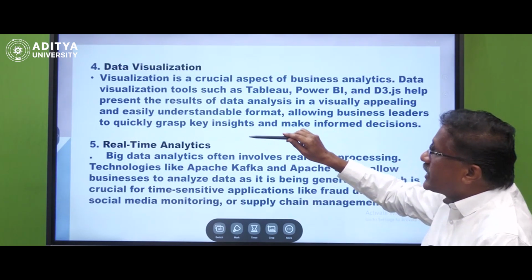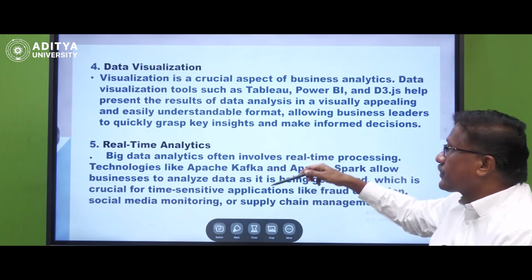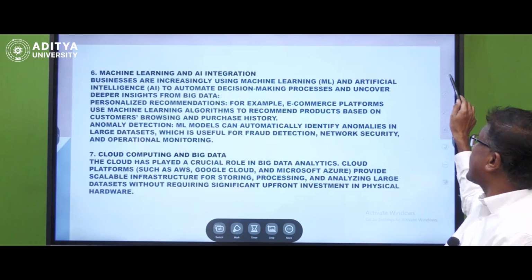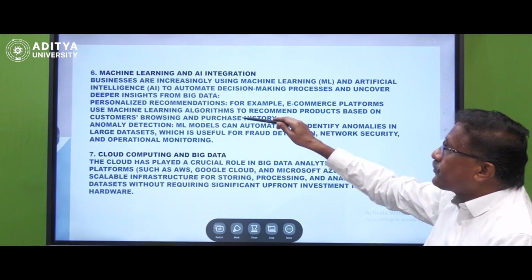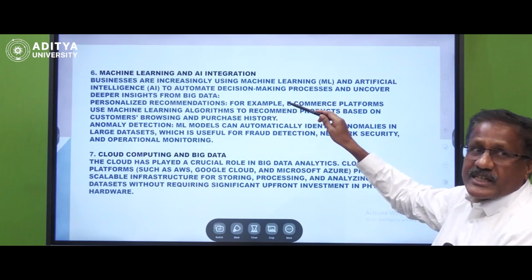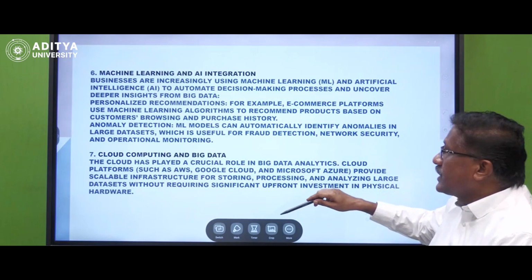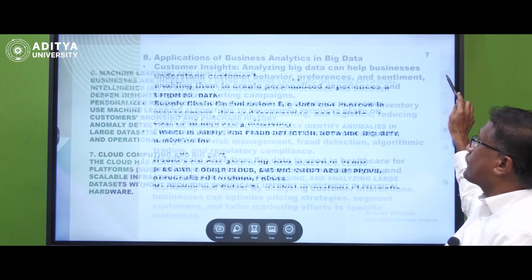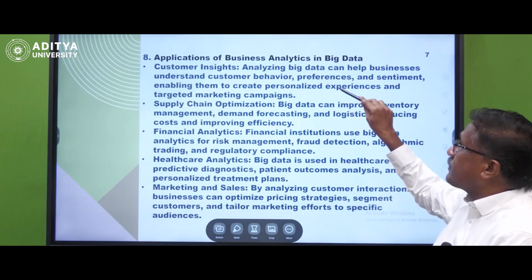And the fourth point is how the data visualization concept works along with big data, and how real-time analytics also works along with big data. What are the roles played by machine learning and artificial intelligence that have to be integrated with big data? The seventh point is how cloud computing and big data work together, and what are the different types of applications of business analytics in big data.